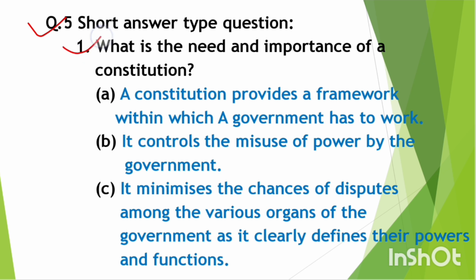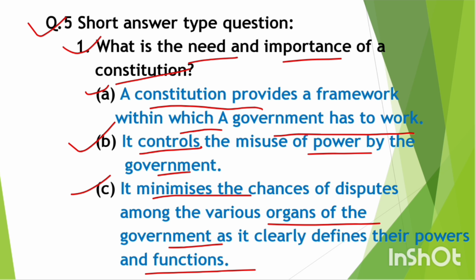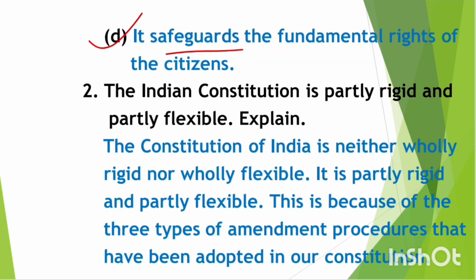Question number 1: What is the need and importance of a constitution? Answer: First point, a constitution provides a framework within which a government has to work. Next point, it controls the misuse of power by the government. Next point, it minimizes the chance of disputes among the various organs of the government as it clearly defines their power and functions. Next point, it safeguards the fundamental rights of the citizens.